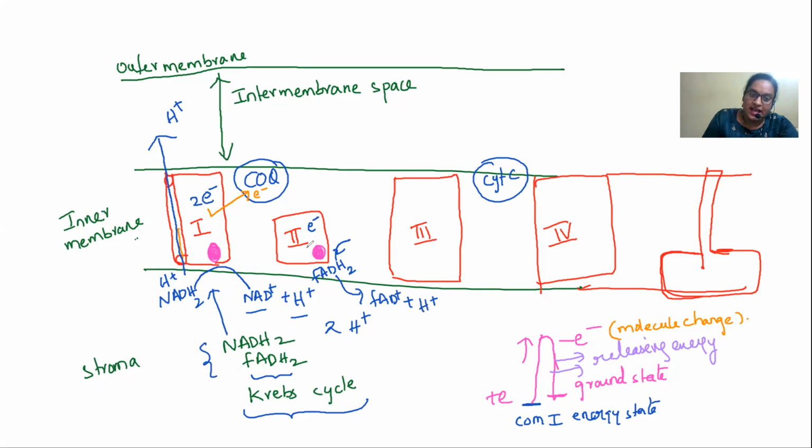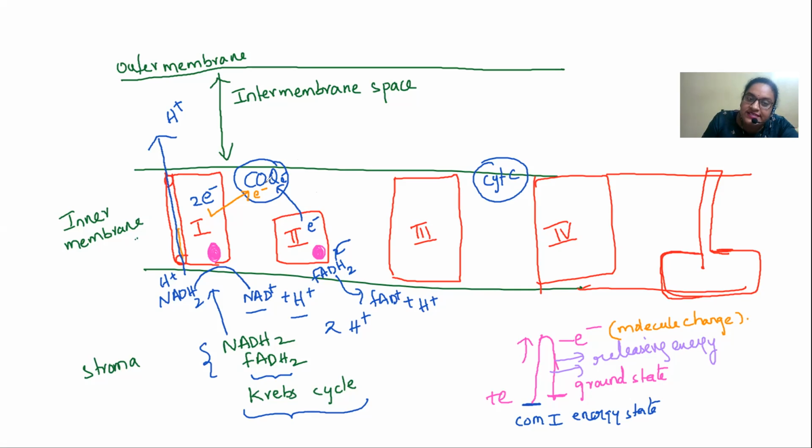Okay, so now the complex 2 gets energized. But I haven't drawn any pump or pore for this. So it can't pump up the protons, but it is going to donate its electrons to the coenzyme Q. Once again, children, the complex 2 does not have a pore to pump the proton out, okay? It just transfers the electrons to the electron transport material, which is coenzyme Q or ubiquinone.